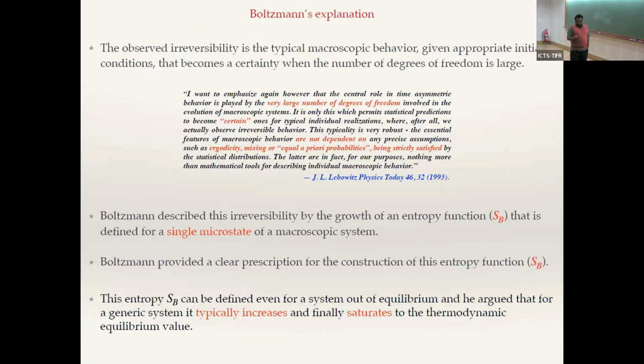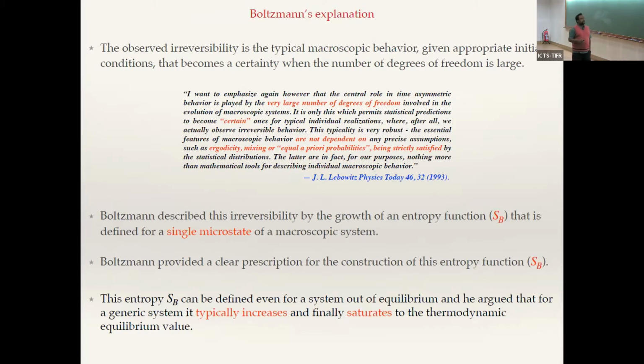There are lots of explanations. A lot of people have thought about this question. Boltzmann gave an interesting and simple explanation, which is the following: the observed irreversibility is the typical macroscopic behavior given appropriate initial conditions, which are typical initial conditions, and that becomes a certainty when there is a very large number of degrees of freedom.